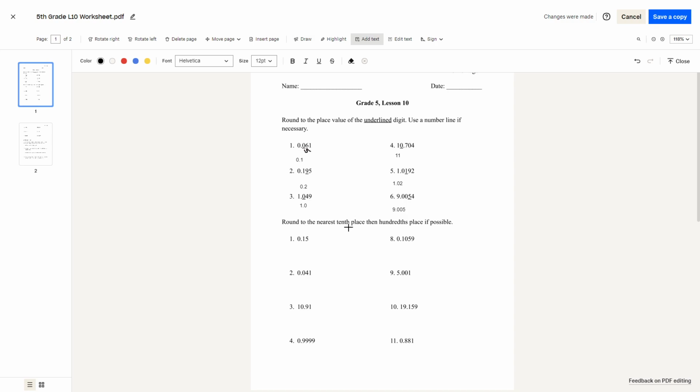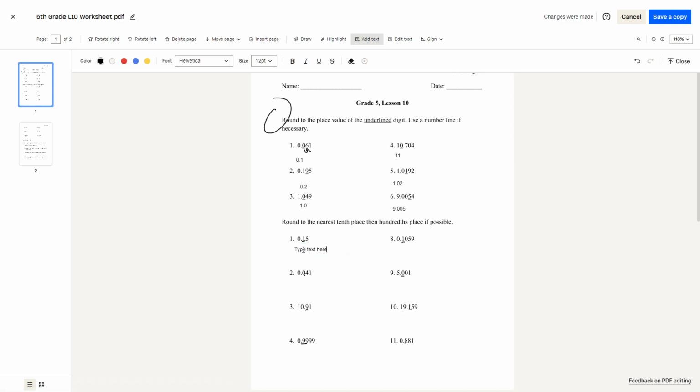Round to the nearest tenth place, then the hundredths place if possible. First, let's round to the nearest tenth place. All we need to do for this one is the same as these questions up here. We can just imagine the tenths place numbers as all underlined, so let me just go ahead and do that. Underline them all in black. And that's all.